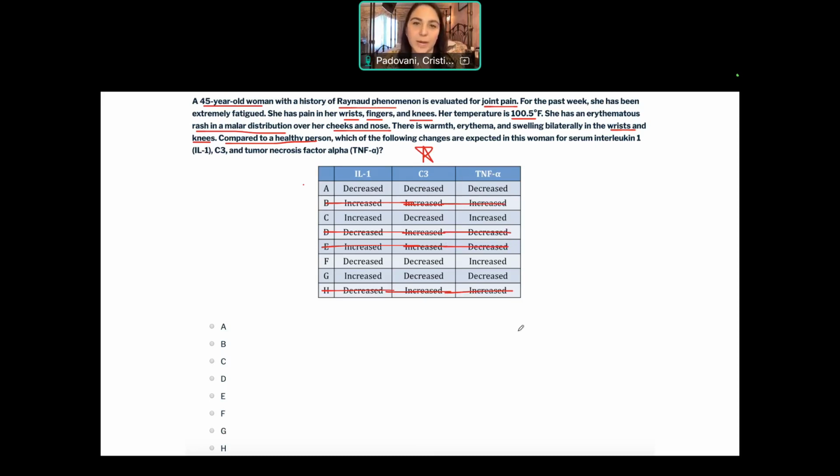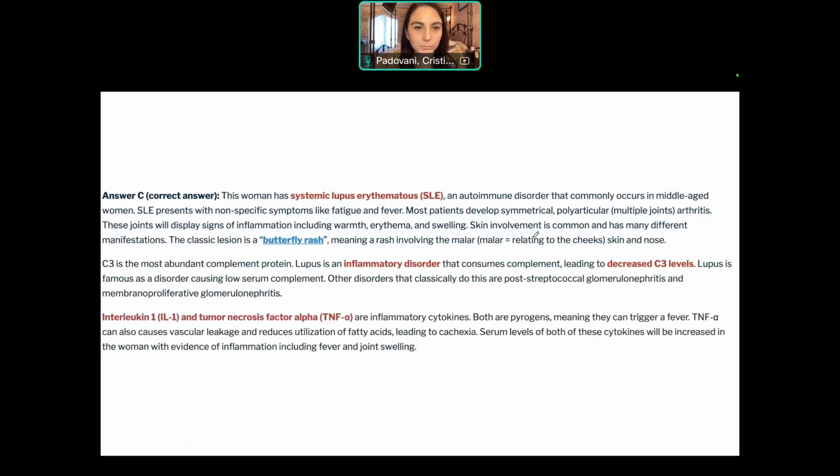How about these inflammatory mediators? I know in lupus or RA, you get tons of inflammation. That's why she's so fatigued and why she has a fever. You get elevated inflammatory mediators like IL-1, TNF alpha, and IL-6. So I'm assuming both of these are going to be increased, so I'm looking for increased. I think this is C and this is C. Okay, so he does say that this is lupus. I know, it's kind of hard.